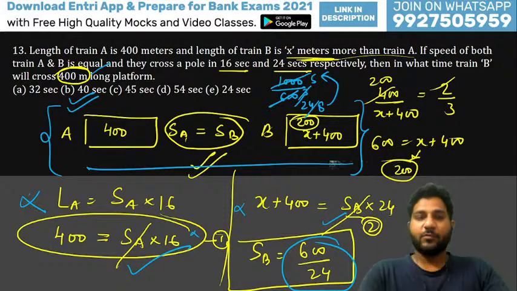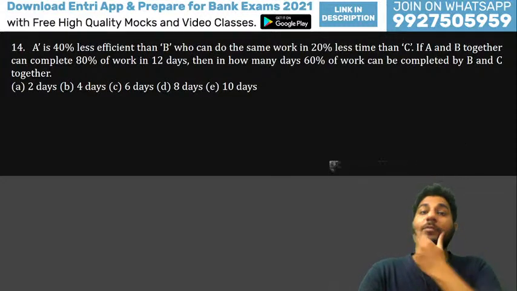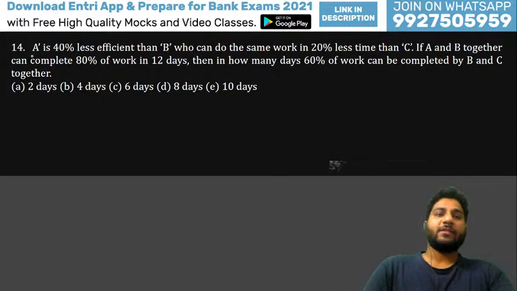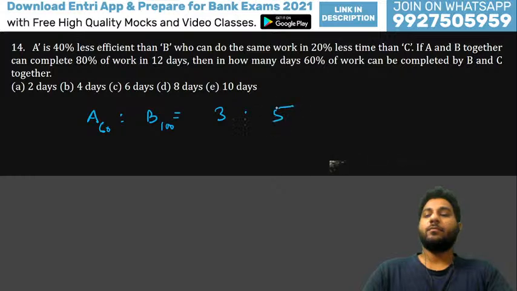Okay, let's move on. Here comes the next question. It's from time and work. Look at this. A is 40% less efficient than B. So we have to compare A's efficiency with B. It's clearly given as 40% less. That means A must have been 60% efficient. If A has been 60%, B must have been 100%. That means the ratio will become 3:5.